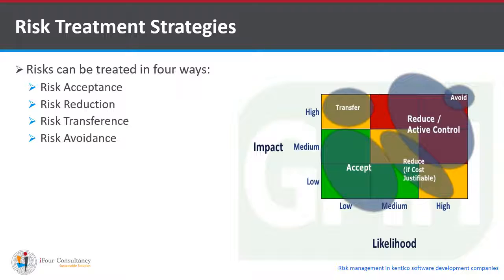Then, if the impact of risk is high but the likelihood is very low, then that risk can be transferred to another party. Then, if the likelihood of risk is very high but the impact of that risk is very low, then we can reduce the risk. And lastly, if impact and likelihood both are high, then that risk should be avoided.